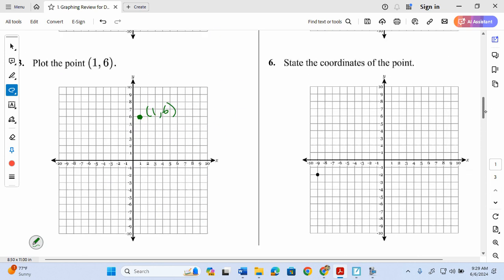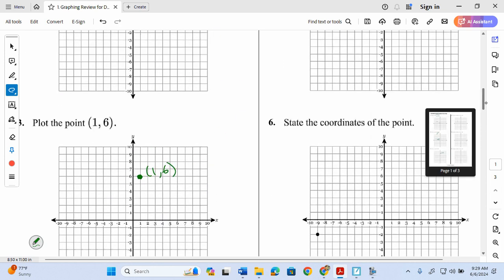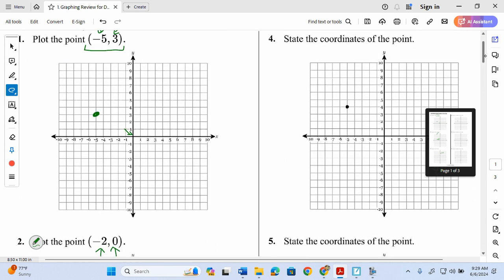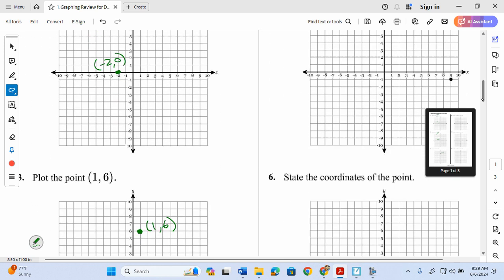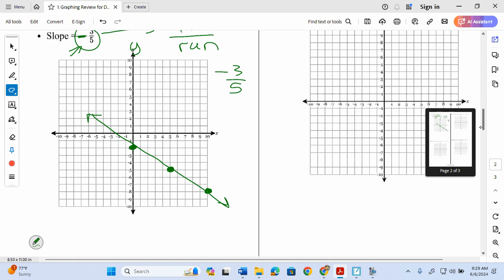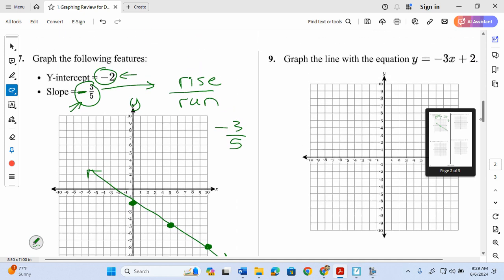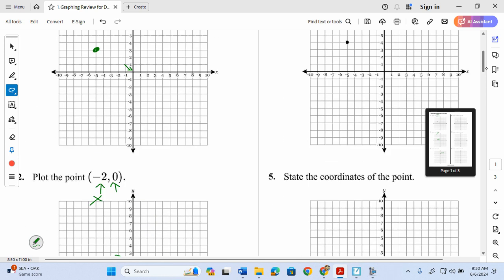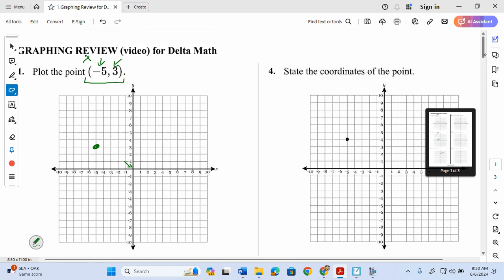1, 2, 3. Let's keep going up here then and find 4. All right, so here's 4. State the coordinates of the point. Oh, you know what? I feel like I just did. That's okay. I jumped ahead to the back page, didn't I? Whoops. All right, let's go back to the front of the page, and it says state the coordinates of the point.